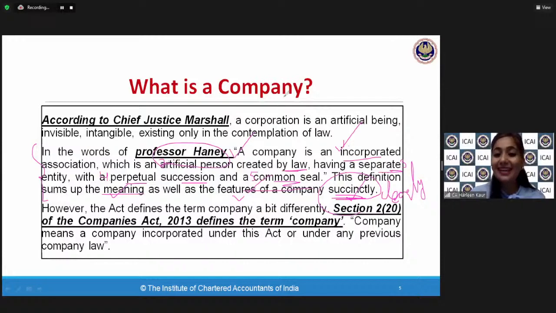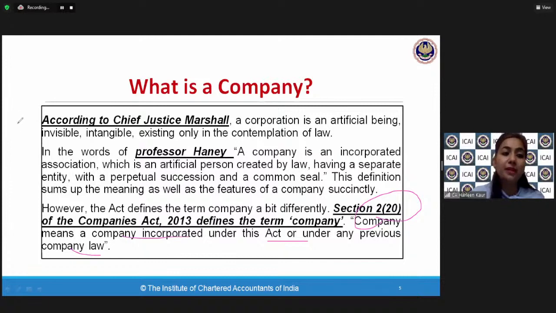So now it says, but the Act has a bit different definition. Now, when we are talking about the Act, when we go into the Companies Act, obviously a section has to be there. So Section 2 subsection 20 says company means any company which is incorporated under this Act or under any previous company law.